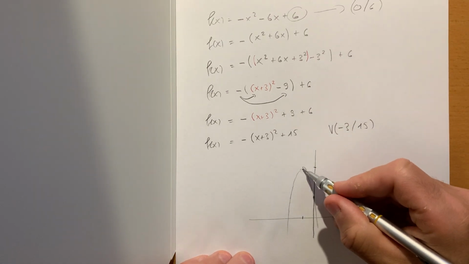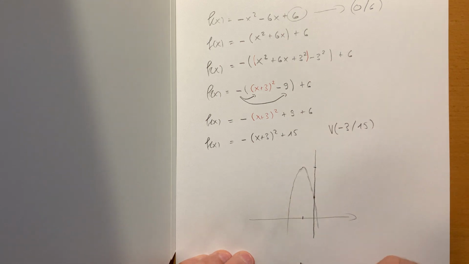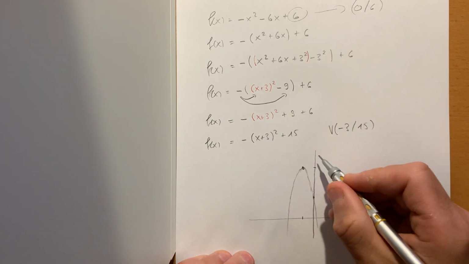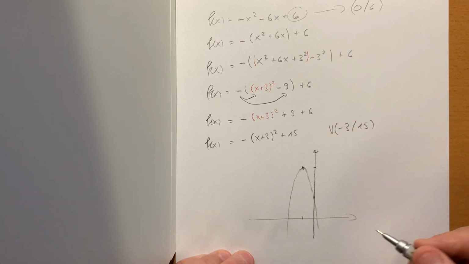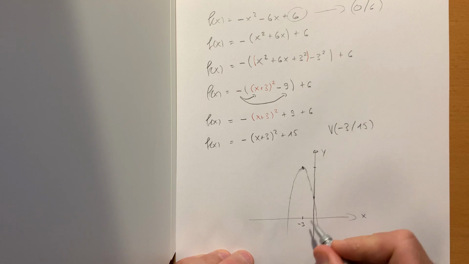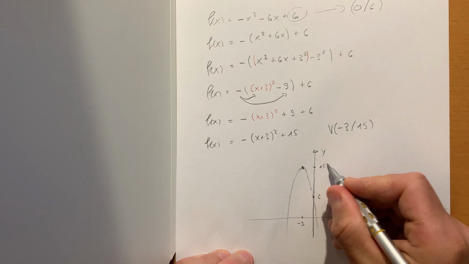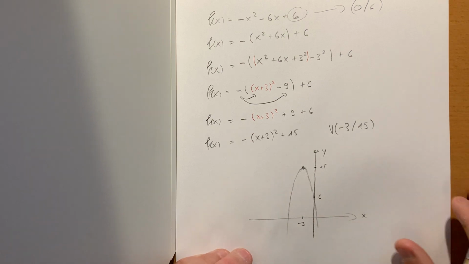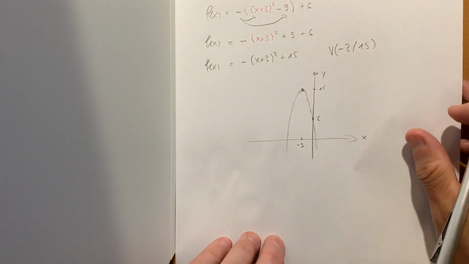And we're 100% sure that this graph does have zeros because it's a sad parabola and the vertex is above the x-axis. So this is minus 3, 6, 15. And we know that one of the zeros will be positive and the other one will be negative. And we could work this out quite easily.